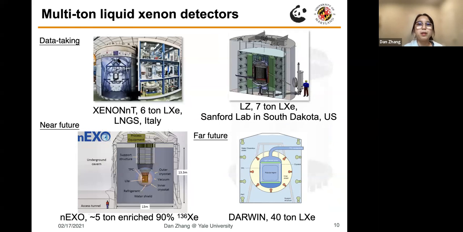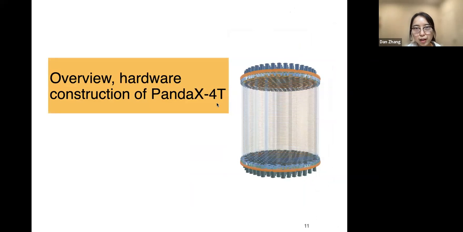Besides PandaX, there are other multi-tonne liquid xenon detectors in the data-taking phase or that will happen in the future. XENONnT and LZ are taking data and are expected to release their first scientific results this year. In the near future, we expect nEXO will use enriched xenon-136 to search for neutrinoless double beta decay. And in the far future, speaking of dark matter searches, people are talking about DARWIN with 40 tons of liquid xenon, but it's far from now. Okay, so now let's get into the hardware construction of PandaX-4T.